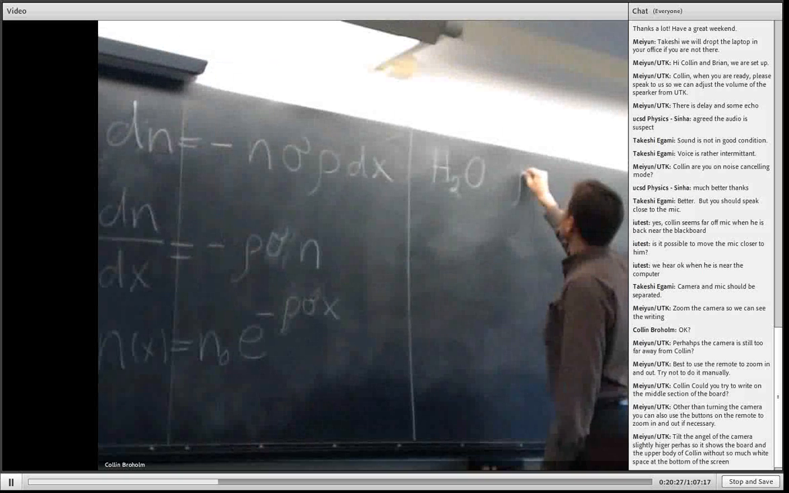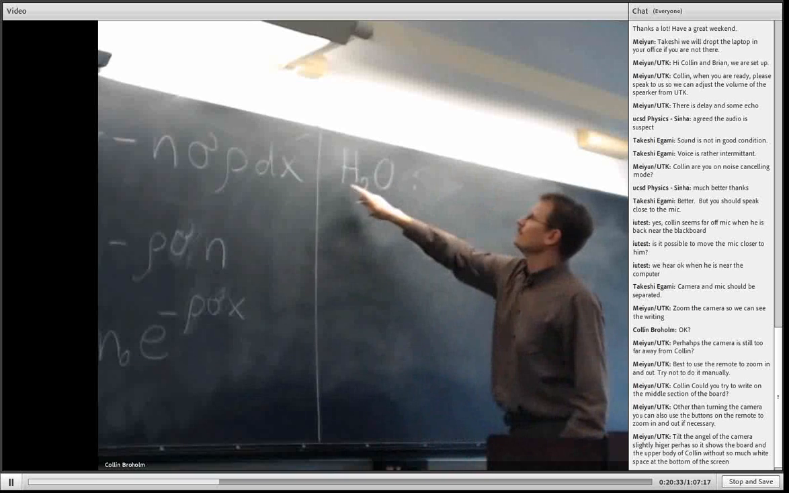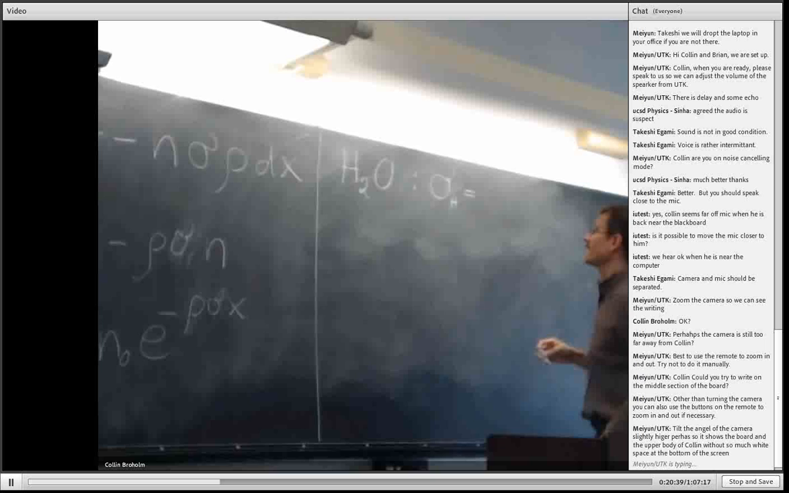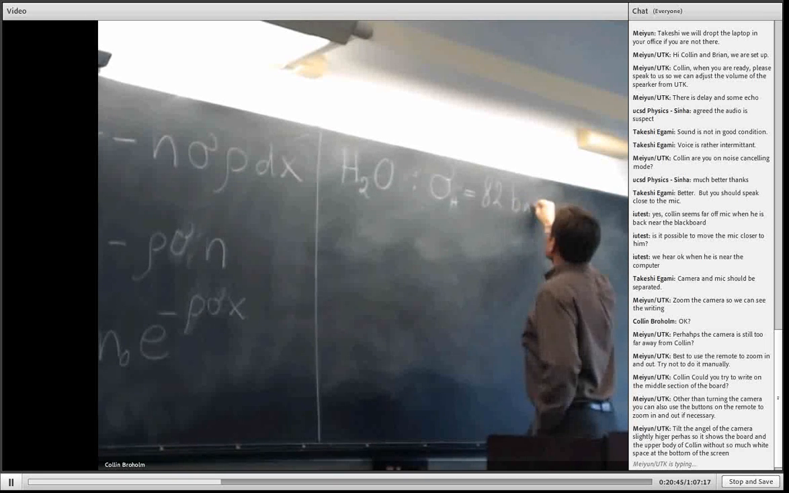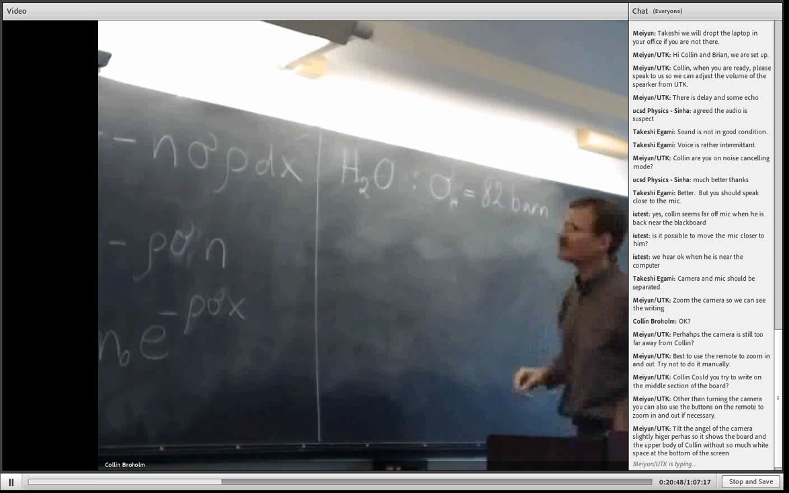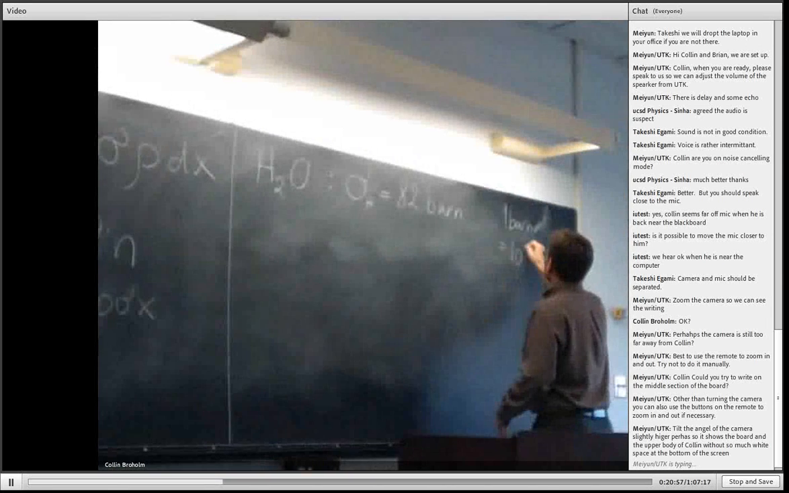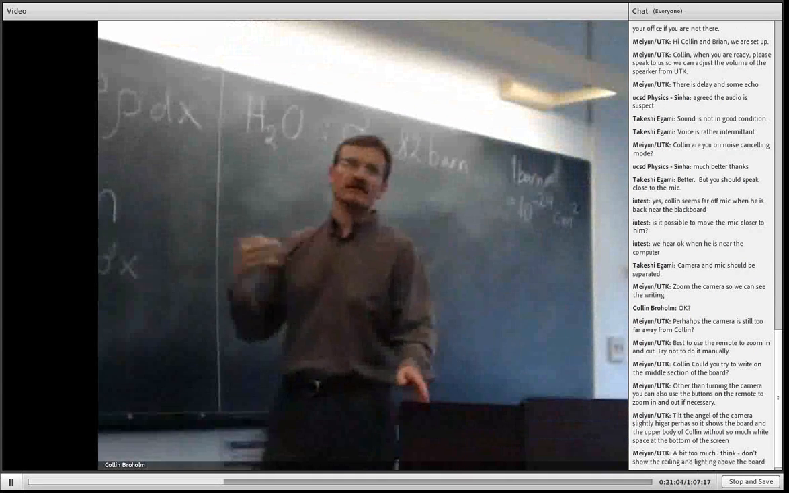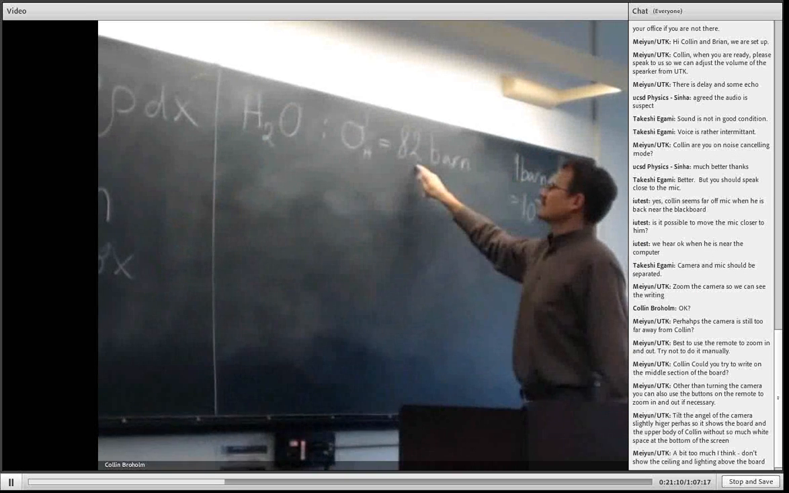Just to be specific, let's consider the case of water, so H2O. So for water, let me first talk about the scattering cross-section of these two atoms here. The scattering cross-section for one hydrogen atom is equal to 82 barn. Now there's another interesting unit. Let me just denote that one barn is equal to 10 to the minus 24 centimeters squared. And that happens to be the general size of these cross-sections that are going to show up. And so we introduce this unit of barn. And so that's the cross-section for hydrogen.